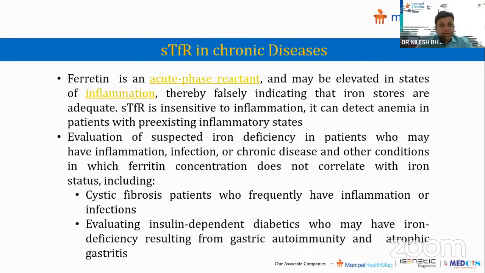So in that way, it is very helpful in the evaluation of iron deficiency in a patient who has an associated inflammatory condition. It is particularly useful in cystic fibrosis. These patients particularly have frequent inflammation and infection. So in that condition, this marker is useful. Even in insulin-dependent diabetics who may have iron deficiency resulting either from gastric atrophy or gastric autoimmunity, ferritin will not be that reliable because of the associated inflammation. So depend on this.